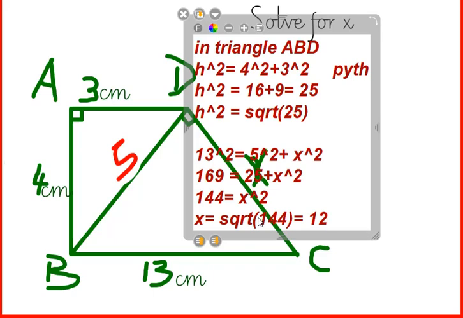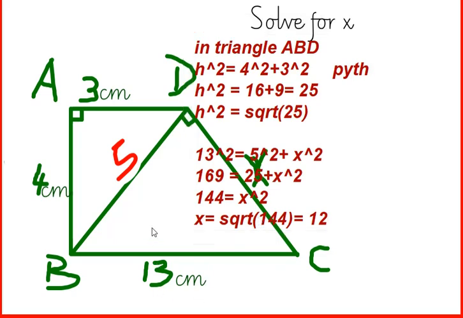Can you see how we got it? We looked at where x is. x was at line DC, and we asked ourselves, what do we need to get x? x is in a triangle that is a right angle triangle, right?